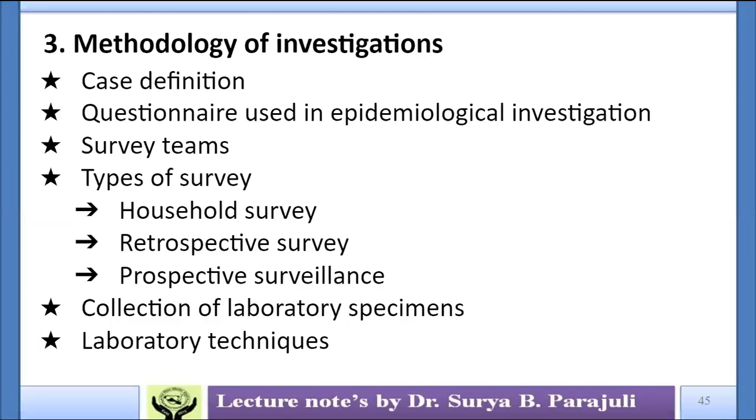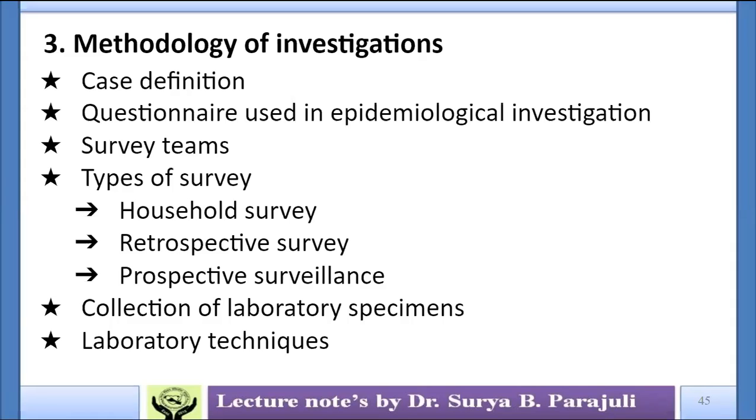Then you need to write the methodology of investigation. This is the summary. What is your case definition based on your operational definition? Probable case, confirmed case, possible case or no case. Questionnaires or pro forma used in the epidemiological investigation. What are the different survey items? What are the group members? What is your type of survey? Is it a household survey? Is it a retrospective or prospective survey? What laboratory specimens did you collect, and from where? What is the process? What are the different laboratory techniques? Is it in the virology lab or just a simple lab?